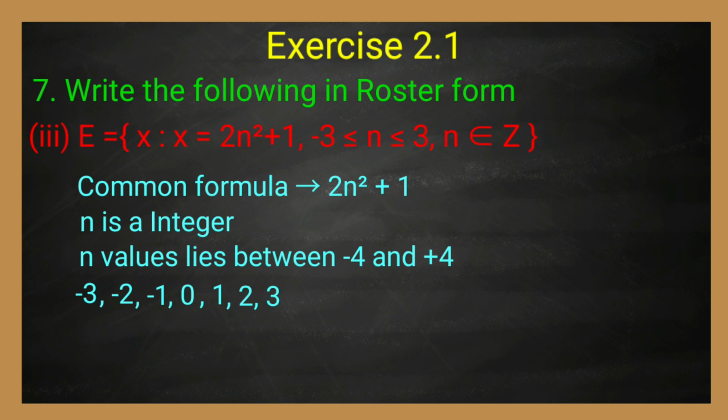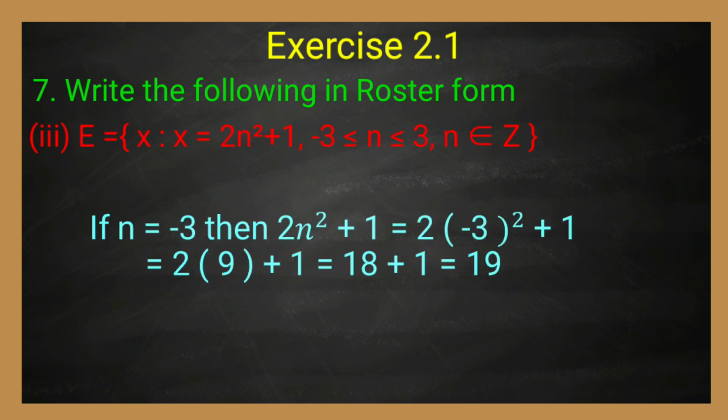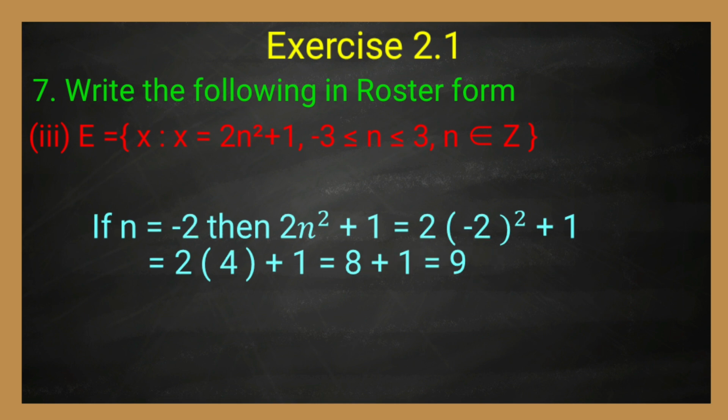Now, to get the elements of the set, we should substitute the n values into the common formula. That is, if n equals -3, then 2n square plus 1 equals 2 into (-3) whole square plus 1, that equals 2 into -3 into -3 plus 1, that is 2 into 9 plus 1, that equals 18 plus 1 equals 19. If n is equal to -2, then 2n square plus 1 equals 2 into (-2) whole square plus 1, that equals 2 into 4 plus 1, that is 8 plus 1, that is 9.